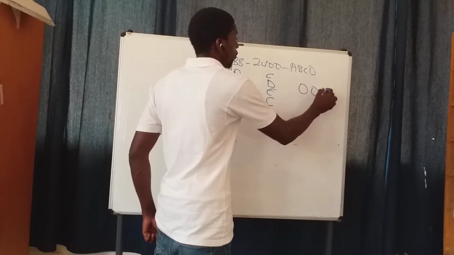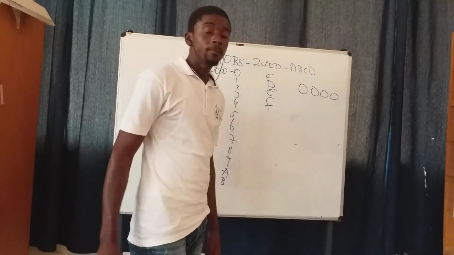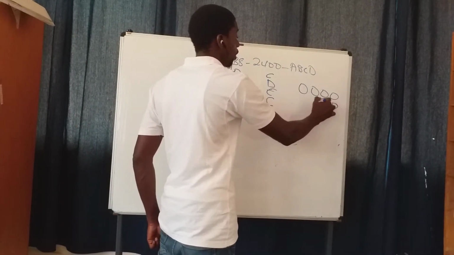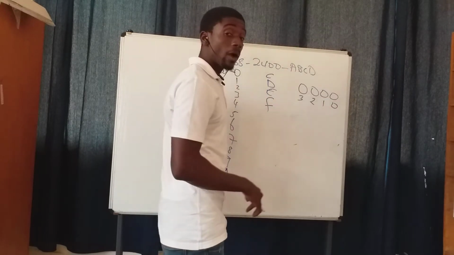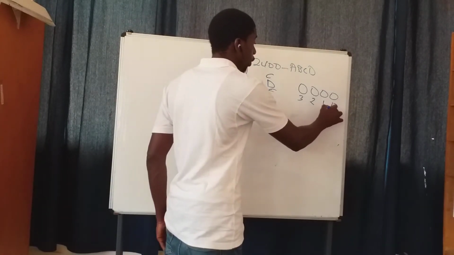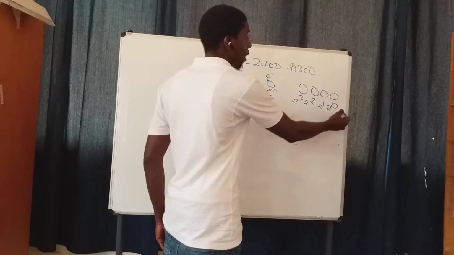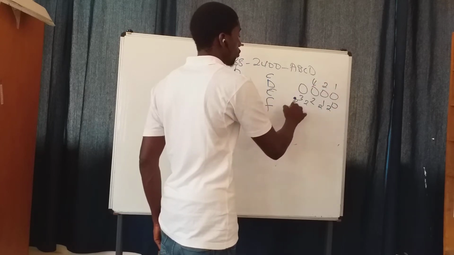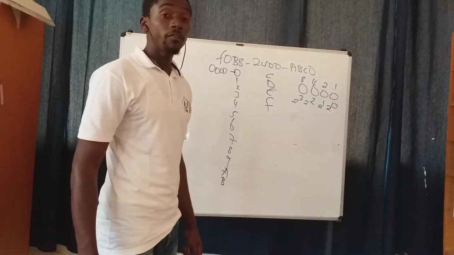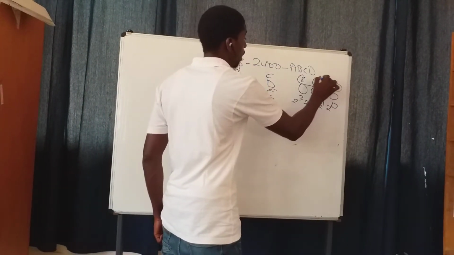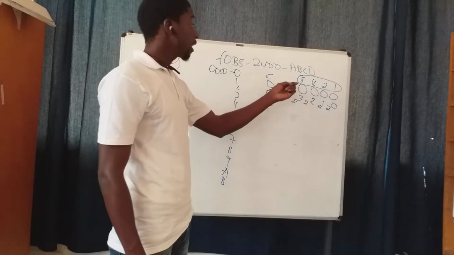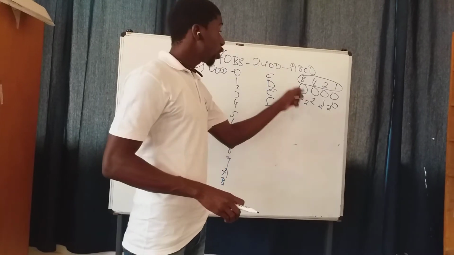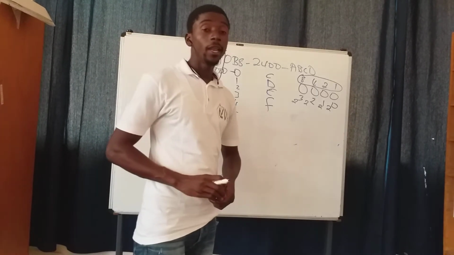We have 4 bits per hexadecimal digit. We start counting from right to left: 0, 1, 2, 3. Using a base of 2, 2 to the power of 0 is 1, 2 to the power of 1 is 2, 2 to the power of 2 is 4, and 2 to the power of 3 is 8. These are the bit values. If I combine 8 plus 4 plus 2 plus 1, it gives 15, because 8 plus 4 is 12, 12 plus 2 is 14, and 14 plus 1 is 15.